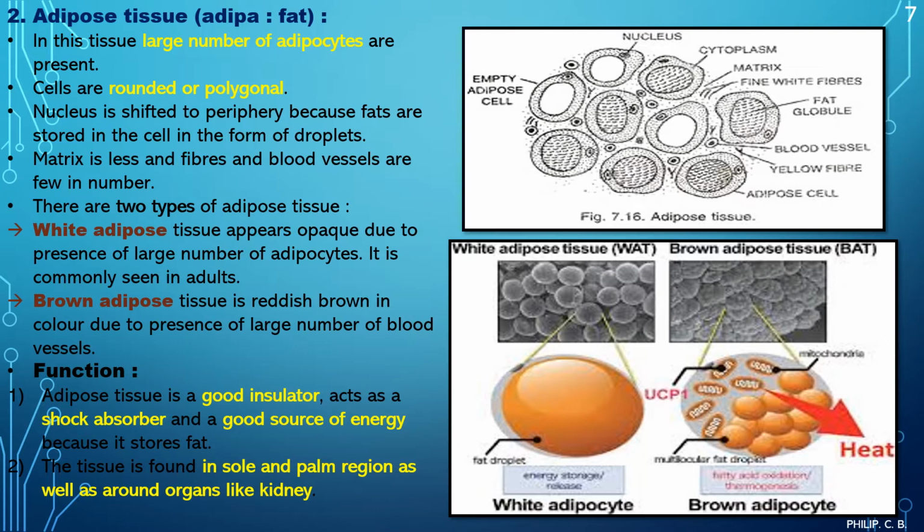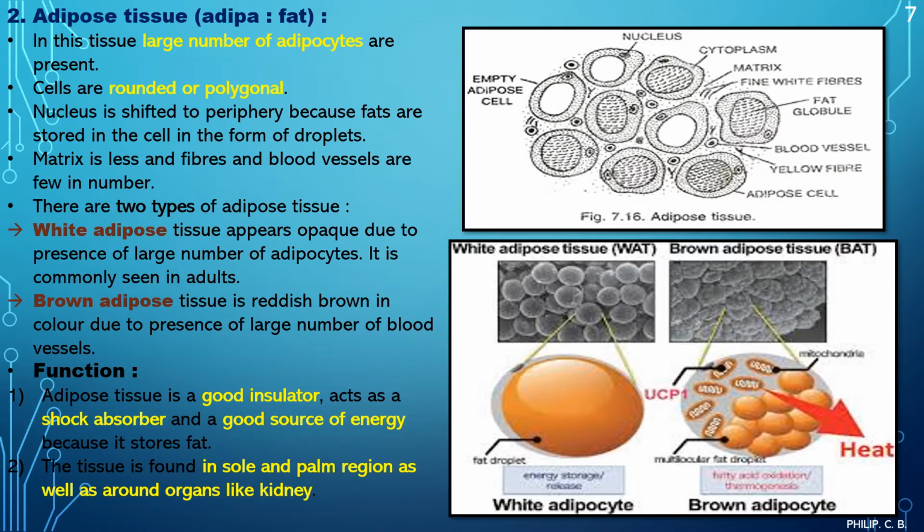There are again two types: white adipose and brown adipose. White adipose tissue appears opaque due to the presence of a large number of adipocytes. It is commonly seen in adults, that is, mature individuals. So a matured person has white type of cells present in large number, and they are usually opaque. Whereas the second type, brown adipose tissue, is reddish brown in color. That is why the name brown adipose, due to the presence of a large number of blood vessels. Now these are usually present in newborn children.